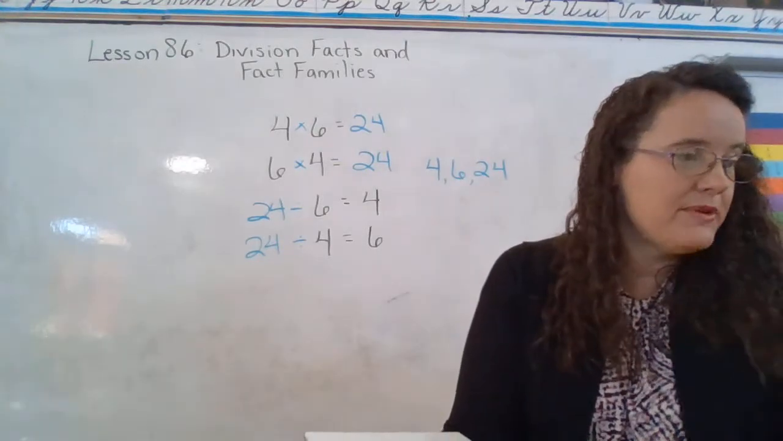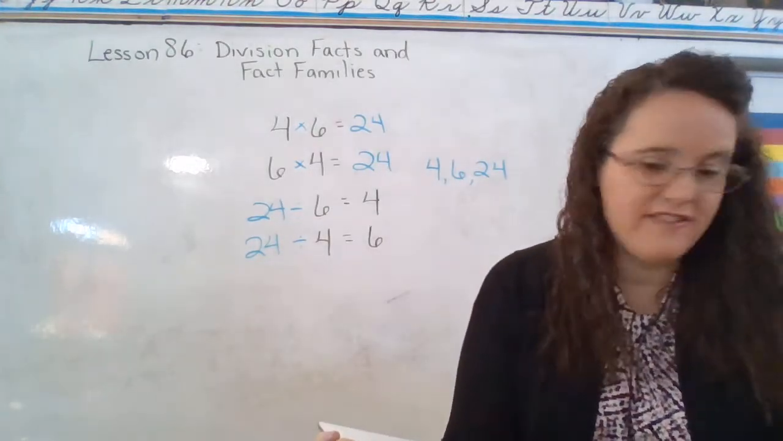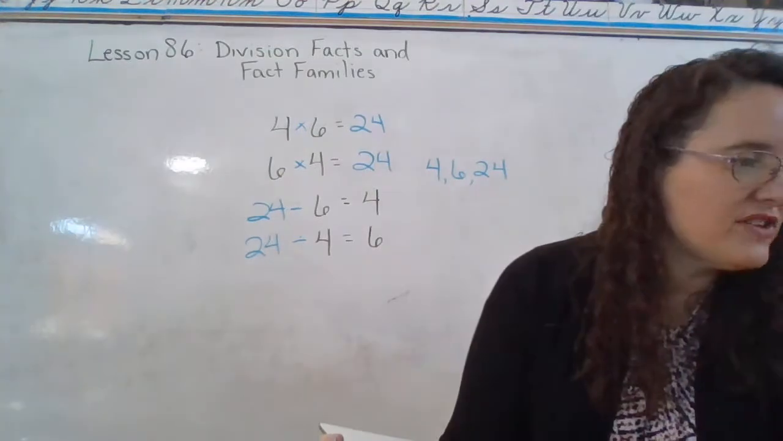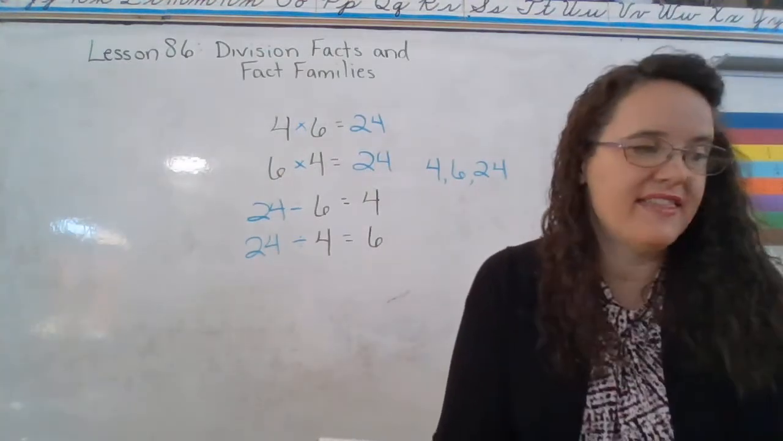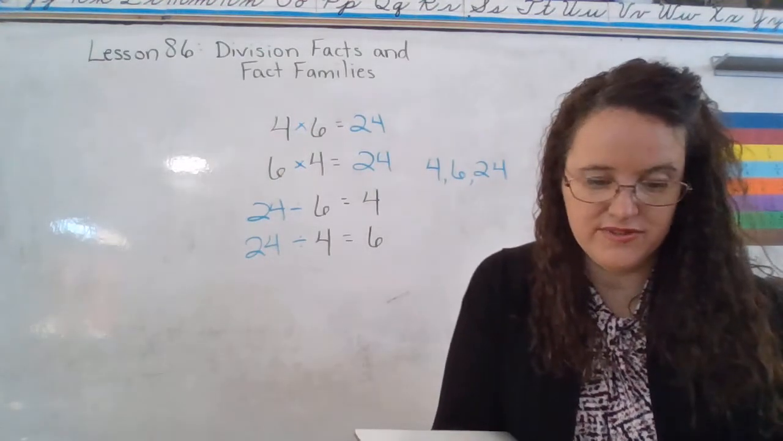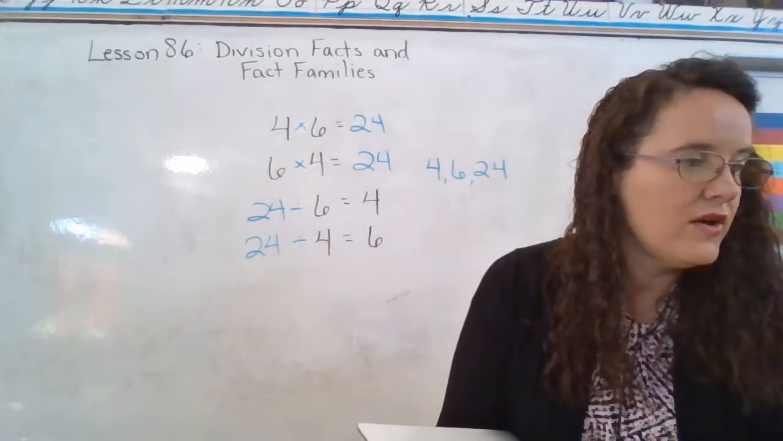The next example says write 2 multiplication facts and 2 division facts shown by this array. So here's the array. What do we have?